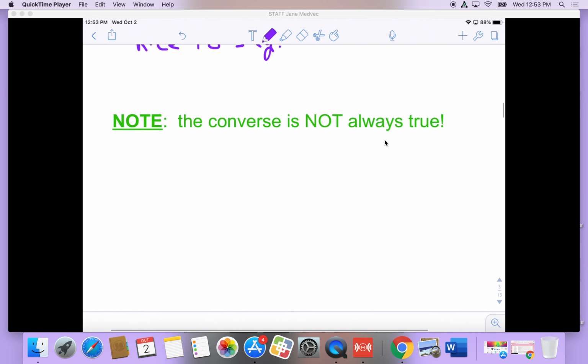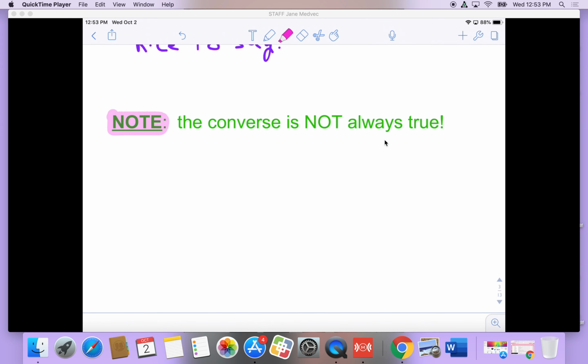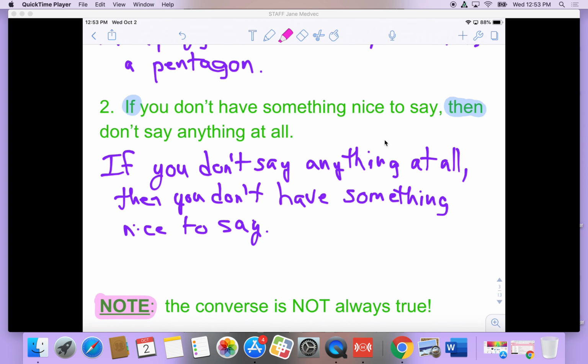Okay. Now, there's a little bit of a note, something to keep aware of. The note is the converse is not always true, which makes sense. For example, is it true that if you don't have something nice to say, then you shouldn't say it at all? Yeah, we say it all the time. If you don't have anything nice to say, just zip your lip, right? Is it true that if you don't say anything at all, then you don't have something nice to say? No, you might have a sore throat, and that's why you don't say anything. So the converse isn't always true, and that's important to see.